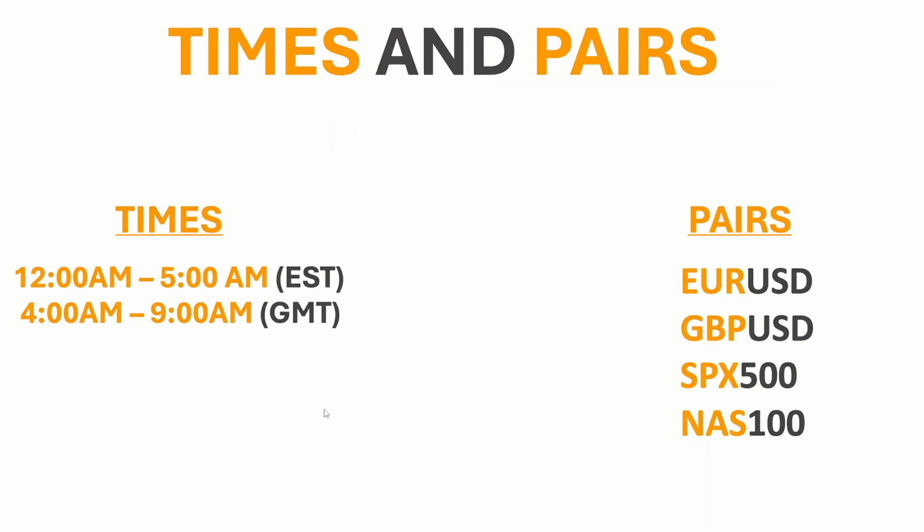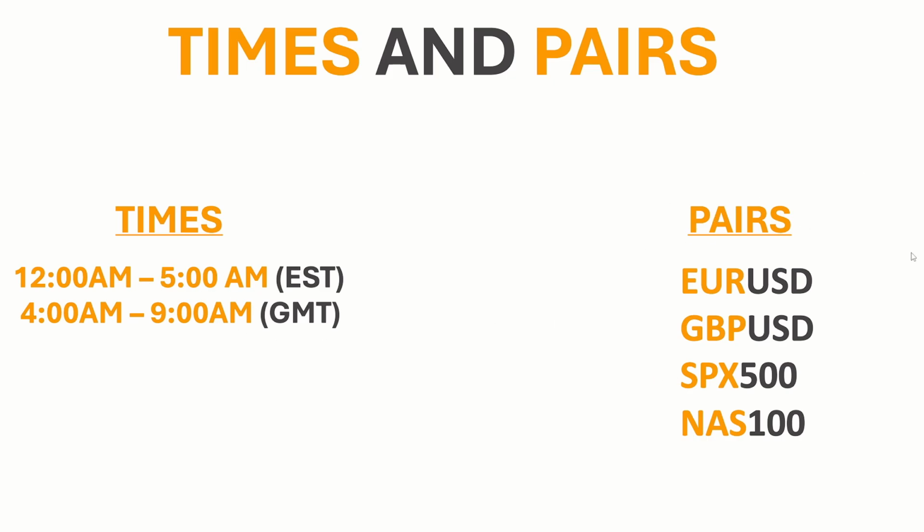As for times and pairs, guys, 12 a.m. to 5 a.m. New York time and 4 a.m. to 9 a.m. UK time. Now, guys, this is within the London kill zone. The London kill zone is 2 a.m. to 5 a.m. New York time. So that is within our Judas swing time. However, I do see a lot of people on YouTube teaching it wrong, saying either 7:30 or 8:30 a.m., which is totally wrong, guys. ICT teaches 12 a.m. midnight time to 5 a.m.